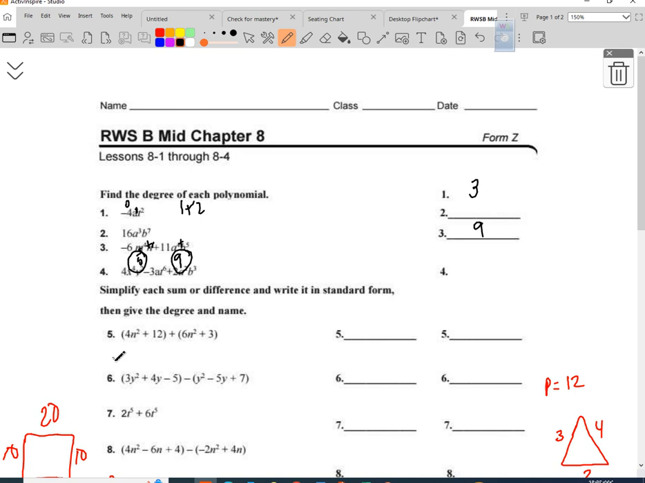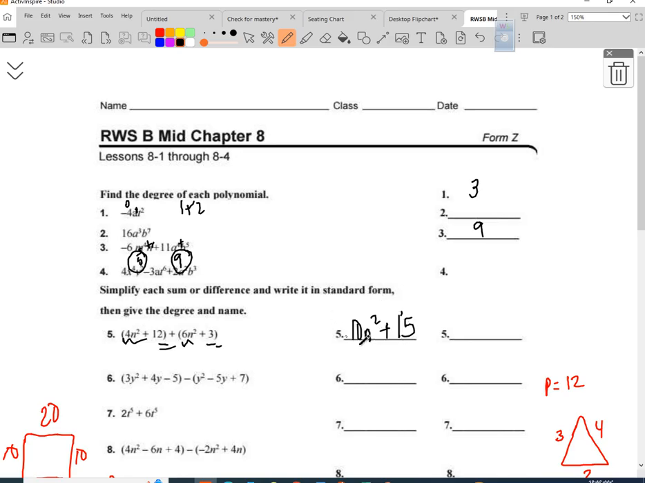So 4n squared plus 12 plus 6n squared plus 3. We can just mark our like terms and combine them. What is 4n squared plus 6n squared, Anson? 10n squared, right? And then 12 plus 3 is 15, positive 15. So now this is our simplified answer in standard form, from the greatest degree to least degree: degree of 2, degree of 0. How many terms are in that?